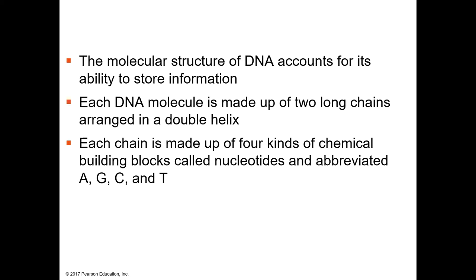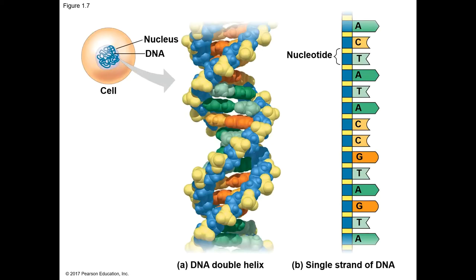The molecular structure of DNA accounts for its ability to store information. Each DNA molecule is made up of two long chains arranged in a double helix. Each chain is made up of four kinds of chemical building blocks. These are called nucleotides, and they're abbreviated A, G, C, and T: adenine, guanine, cytosine, and thymine, and those are for DNA. If you remember from Biology 1, RNA is slightly different.